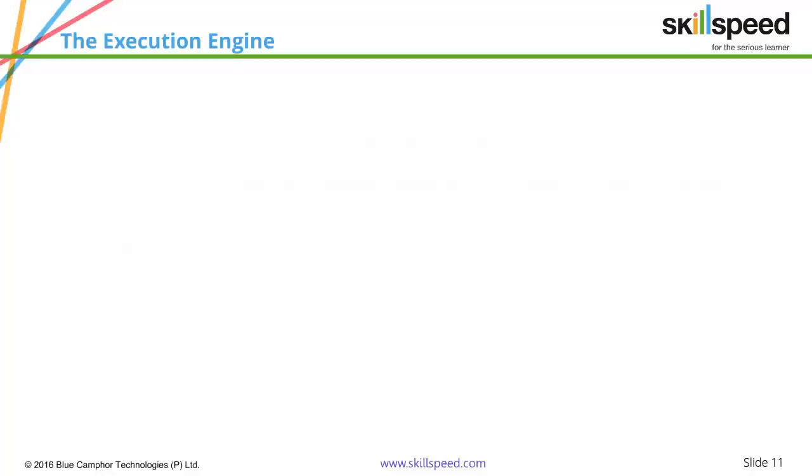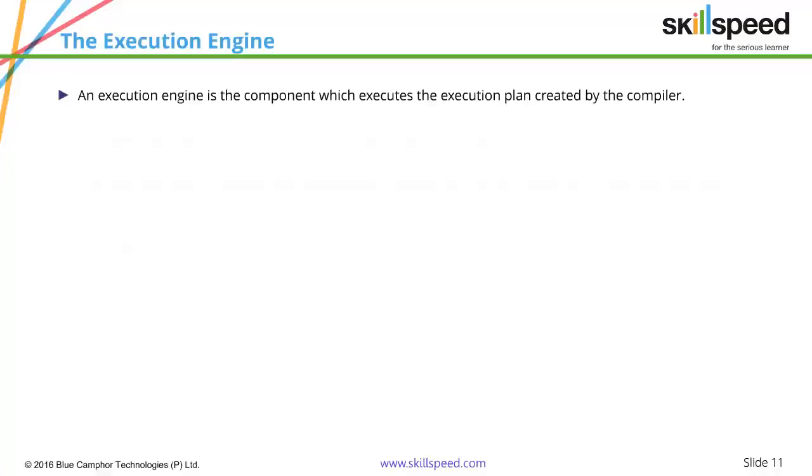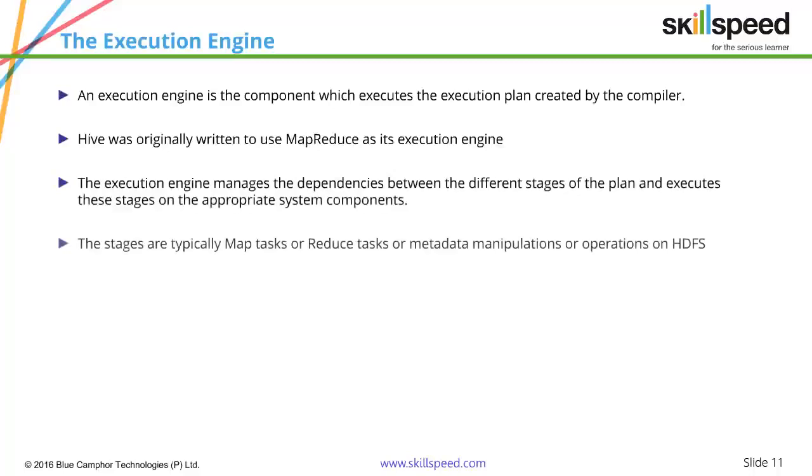Another part of Hive is called an execution engine. The execution engine is the component which actually executes the plan created by your compiler. By default it has a MapReduce execution engine. This means whatever plan the compiler is creating is executed as different map or reduce programs.